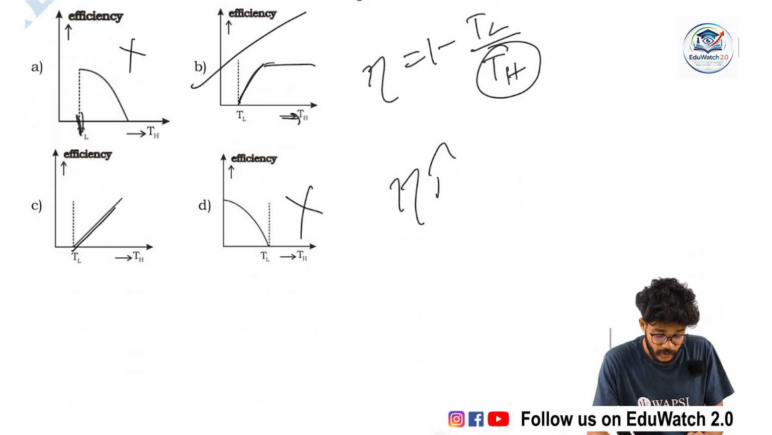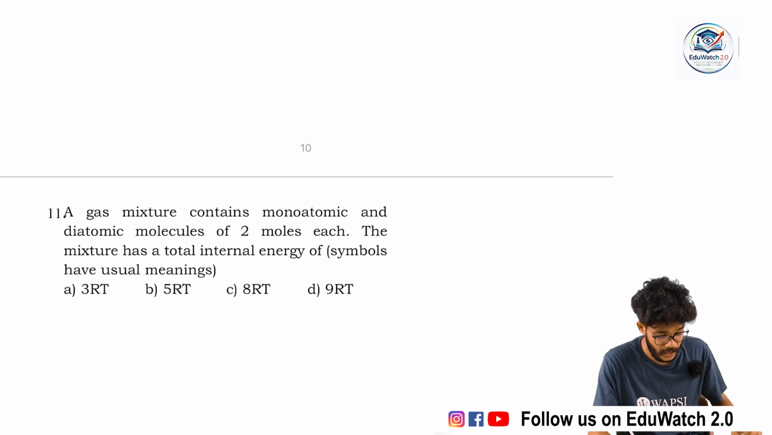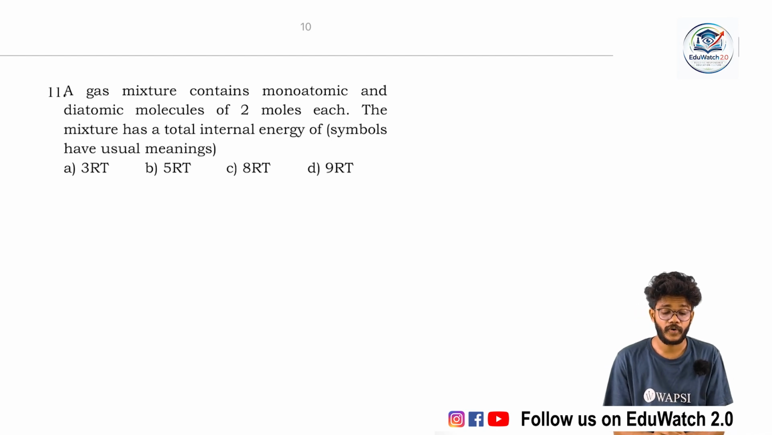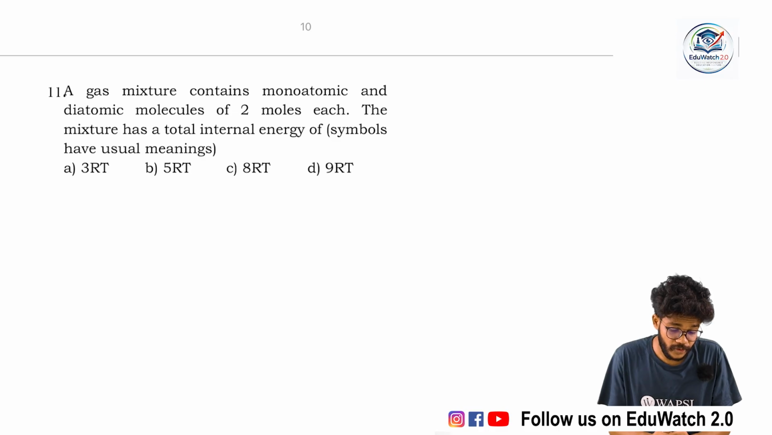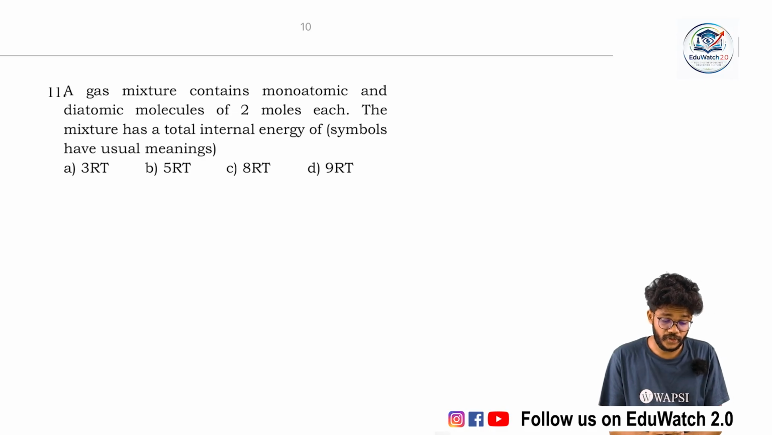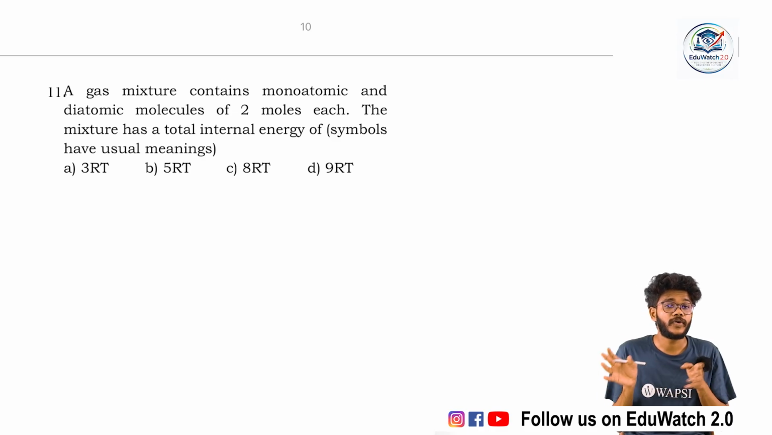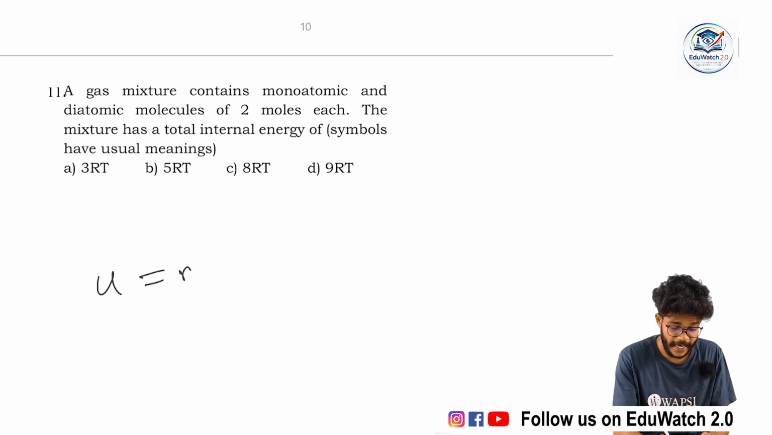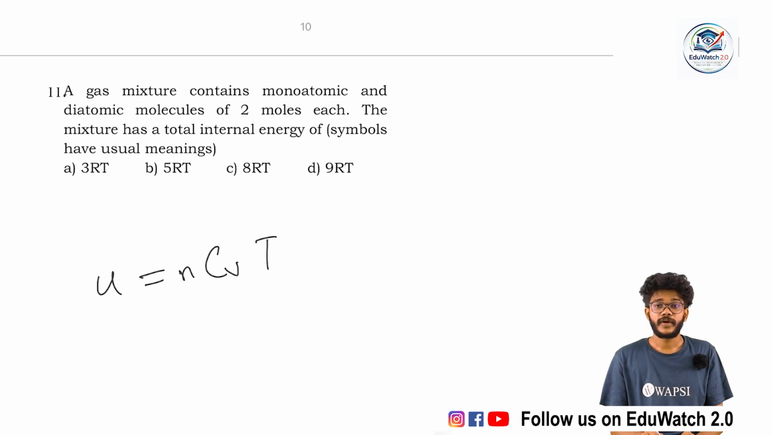Okay, so we can move to the next question, the 11th question. A gas mixture contains monoatomic and diatomic gases, that means gases with different specific heat capacities are mixed, with 2 moles each. Both are given, n is equal to 2. The mixture has a total internal energy of, so we are bothered about the internal energy U. U is given by nCvT.